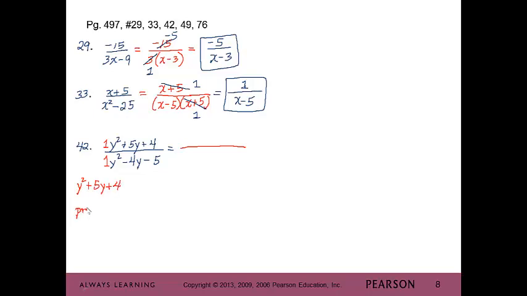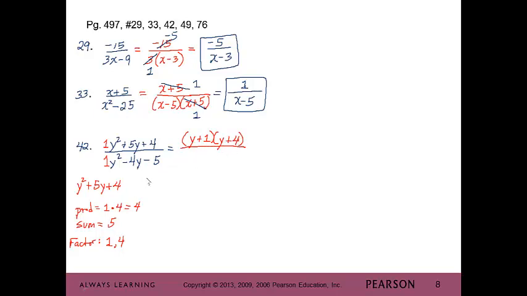The product is 1 times 4, which is 4. And the sum is 5. So now you want the factors of 4 that will add and give you 5. And they are 1 and 4. So the top will factor into y plus 1 times y plus 4.